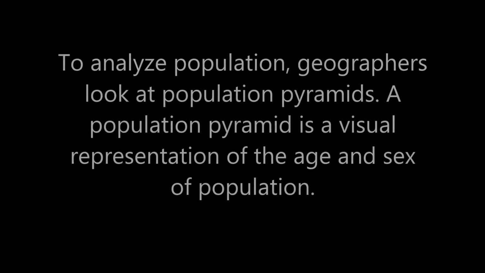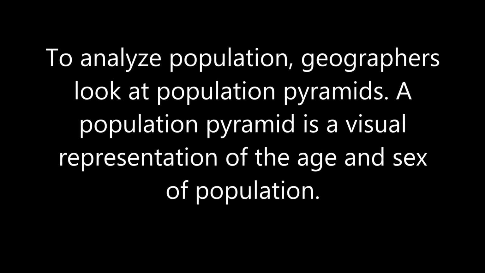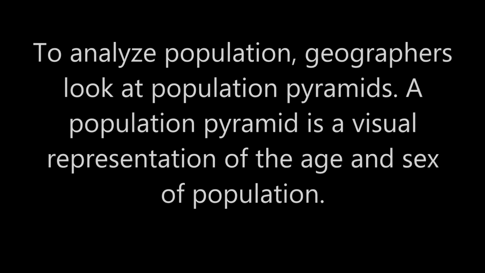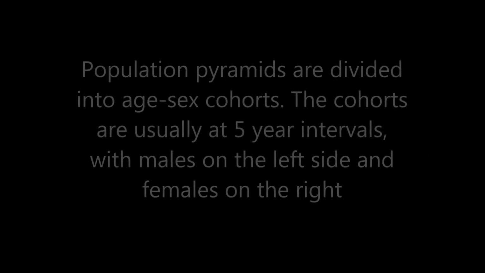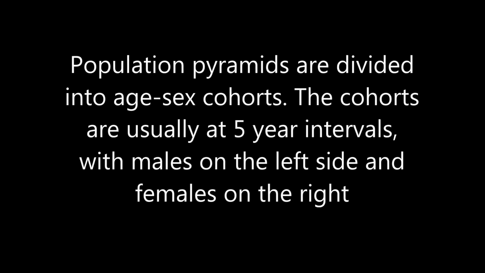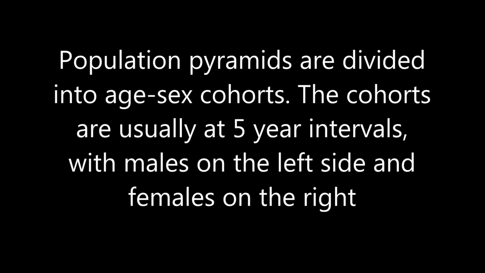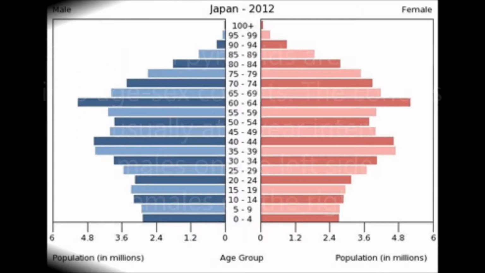To analyze population, geographers look at population pyramids. A population pyramid is a visual representation of the age and sex of population. Population pyramids are divided into age-sex cohorts. The cohorts are usually at 5-year intervals with males on the left side and females on the right.